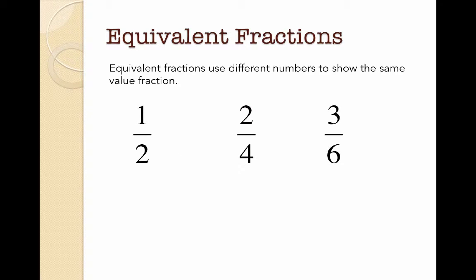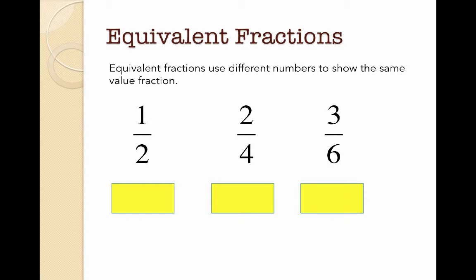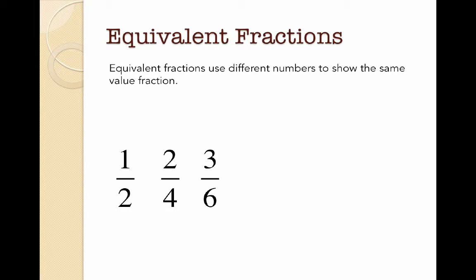If we look at these same fractions, but this time looking at the same size square, broken up into different size parts. If I shade in 1/2 of the first, 2/4 of the second, and 3/6 of the third, we will notice that they are all exactly the same size, making them equivalent fractions. So we have three equivalent fractions.